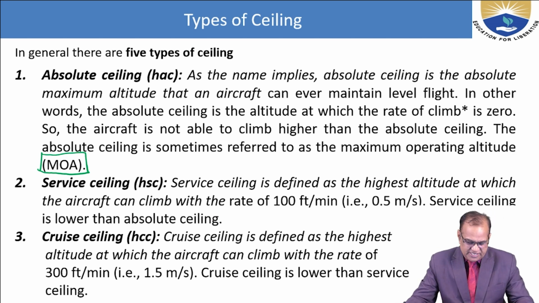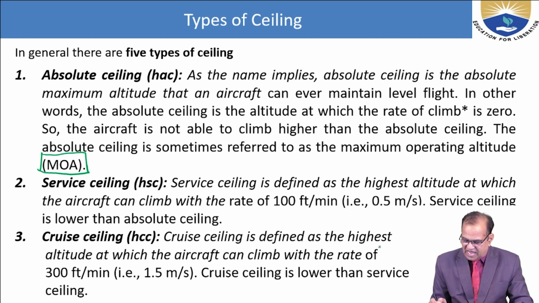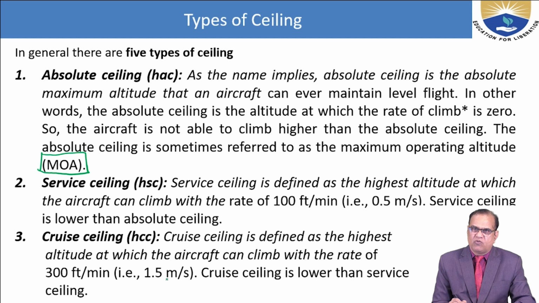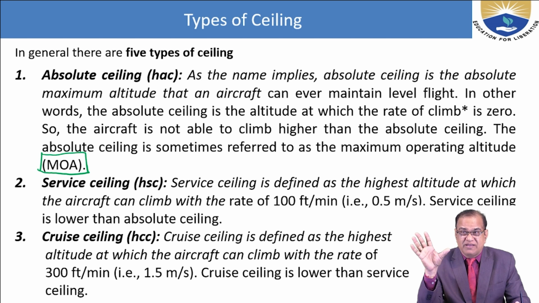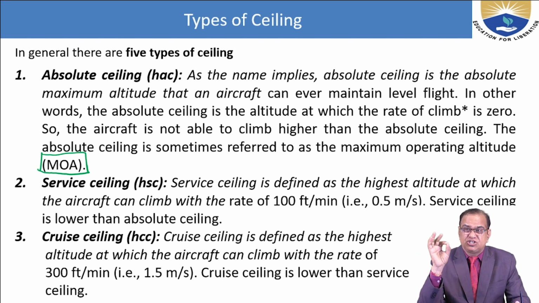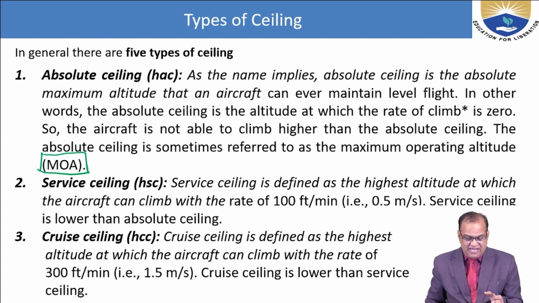Next, very important is the cruise ceiling, HCC. Cruise ceiling is defined as the highest altitude at which the aircraft can climb with a rate of 300 feet per minute, that is 1.5 meter per second. Cruise ceiling is lower than the service ceiling. So for the absolute ceiling it is 0 rate of climb. For the service ceiling it is 0.5 meter per second. For the cruise ceiling it is 1.5 meter per second. So these are the three.